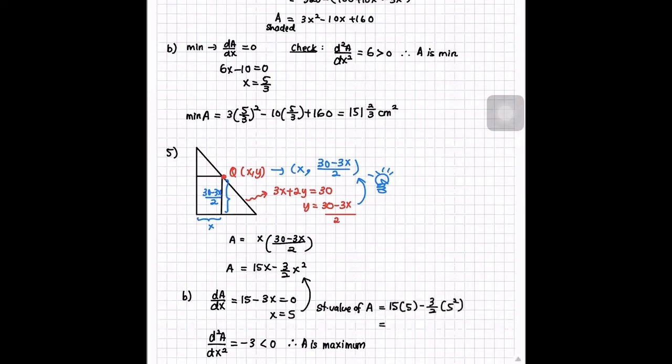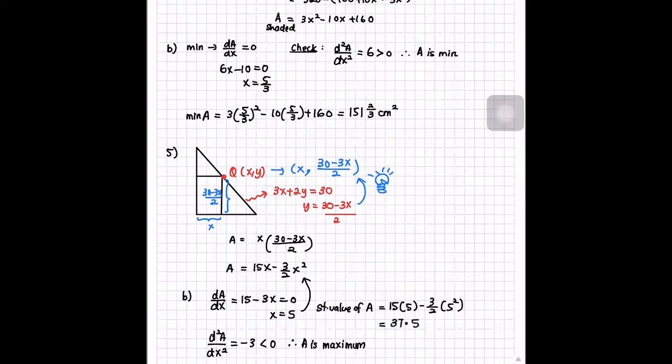Okay, Varun, you tell me your stationary value of A. In this case, the maximum value of A. What is the highest area we can take? 75 over 2. 75 over 2, correct. 37.5.